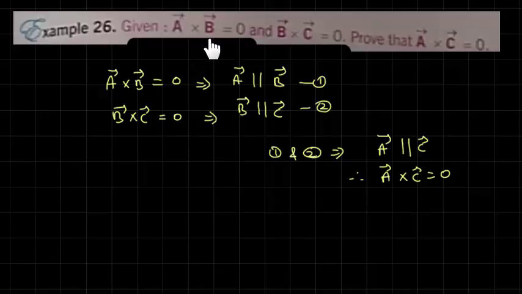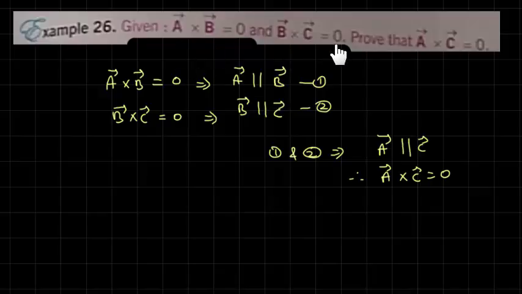It's given that A cross B is 0 and B cross C is 0, then we have to prove that A cross C is also 0. So A cross B is 0, that means A is parallel to B, because then only the sine of the angle, which is 0 or 180 degrees, is 0. It doesn't matter if it is 0 or 180, the thing is A is parallel to B. So A cross B implies A is parallel to B.